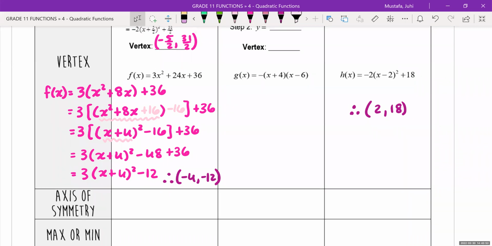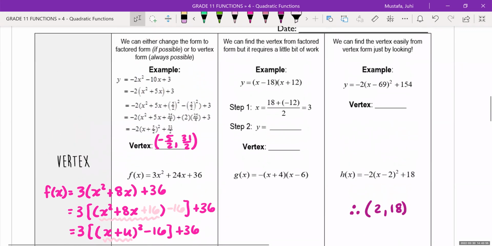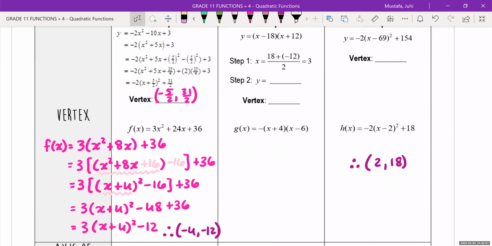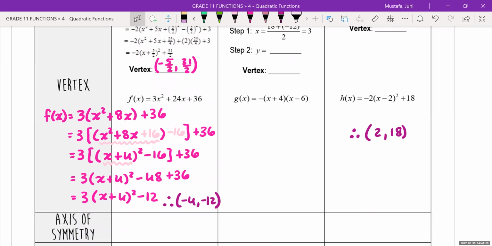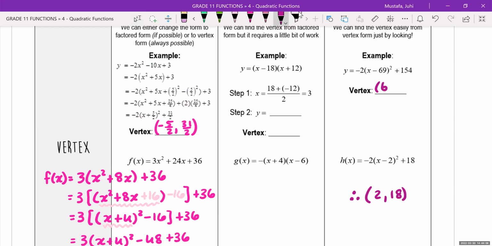Okay, and then for the last example, you may or may not remember this, but when something is in factored form, the way you find the vertex is a series of steps, which I'm going to show you right now. Yes, I'm glad you pointed that out. It would be 69, 154. Okay, when something is in factored form, first you are going to figure out what each of the x's are. So in this case, our x is equal to 18 and our x is equal to negative 12.